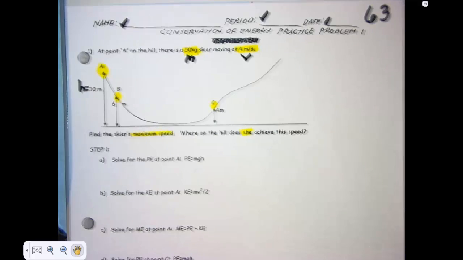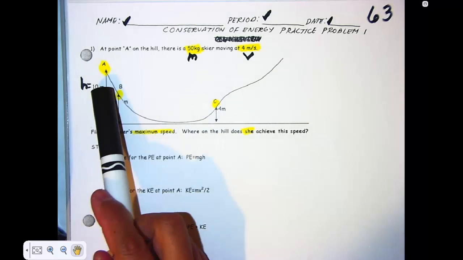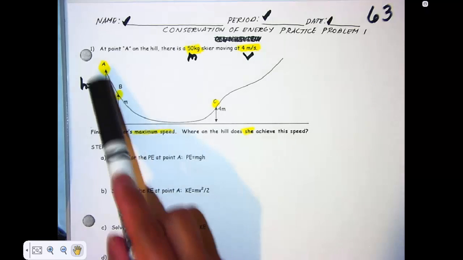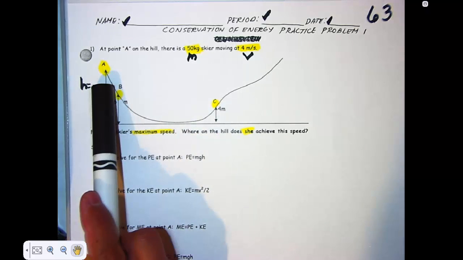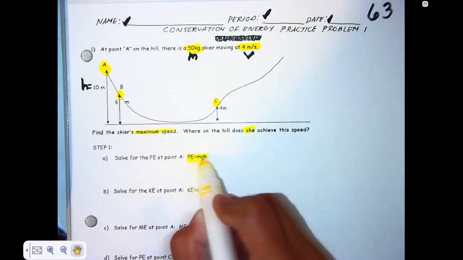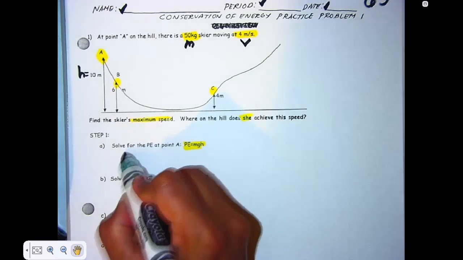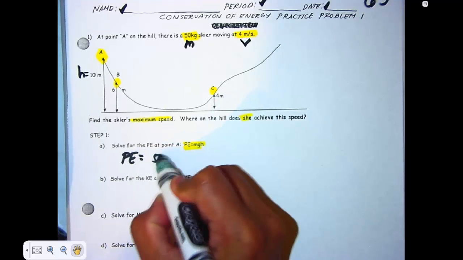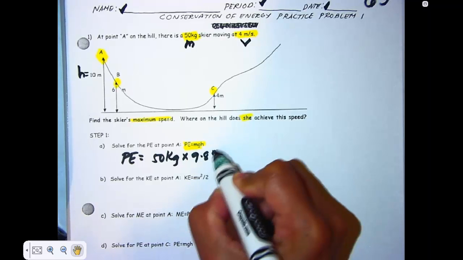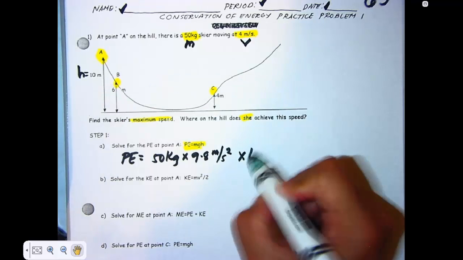When you solve problems like this, it's important that you start with the starting point of the skier or whatever object. In this case, it could be a marble or whatever object you have. So at point A, to solve for the potential energy, we all know that's mass times g times height. PE will be equal to the mass of 50 kilograms multiplied by the gravity, which is 9.8 meters per second squared, it's always 9.8, times the height at point A, which is 10 meters.